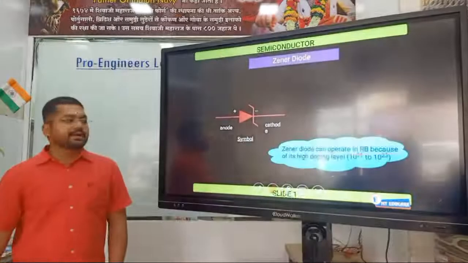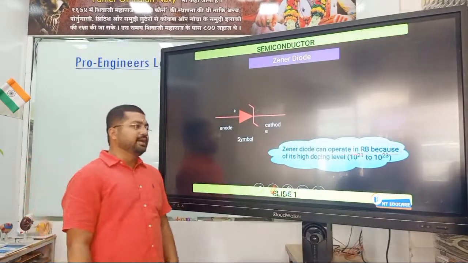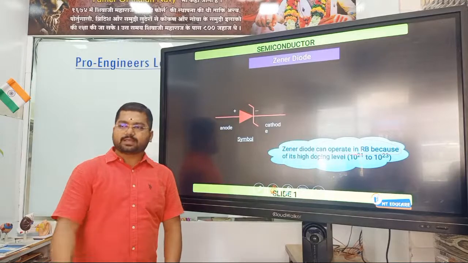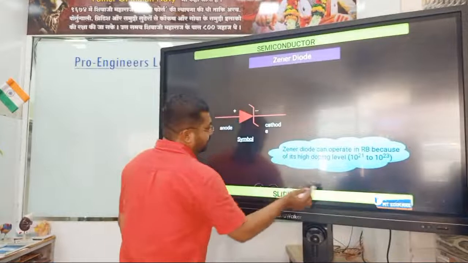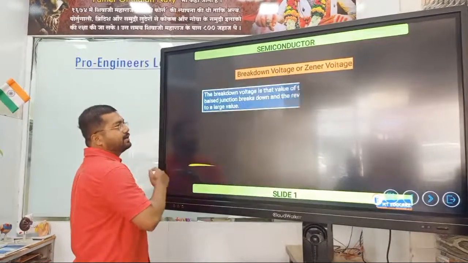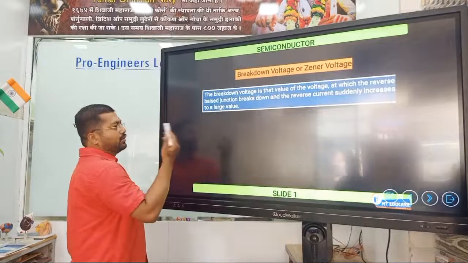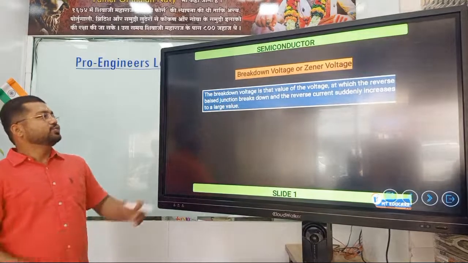It can operate in reverse bias because of its high doping level. उसका doping level बहुत ज़्यादा है, and therefore it works only in reverse bias. So अब तक हम सब लोग forward bias की बात कर रहे थे, so this is the one which works in reverse. So if I need to elaborate something about Zener voltage, what is Zener voltage?